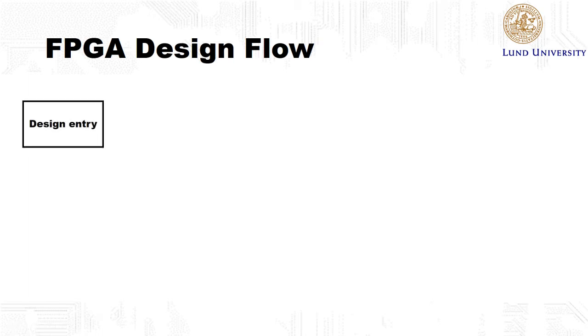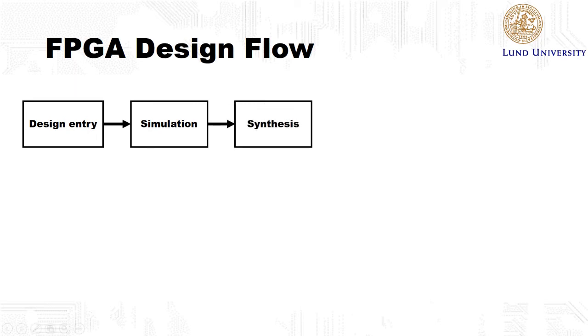We start with the design entry, where we can use VHDL, for example, to describe our circuits. We then perform simulations to verify that the circuit behaves as intended. After that, we run the synthesis, where our description is translated to gate level, or something that is available on the target FPGA.